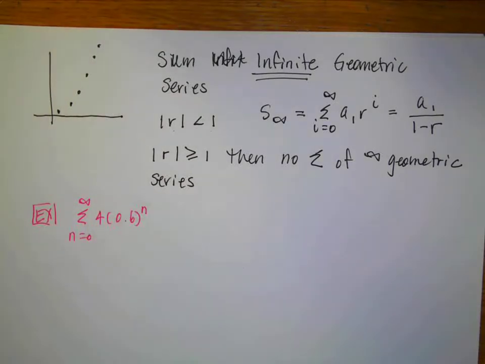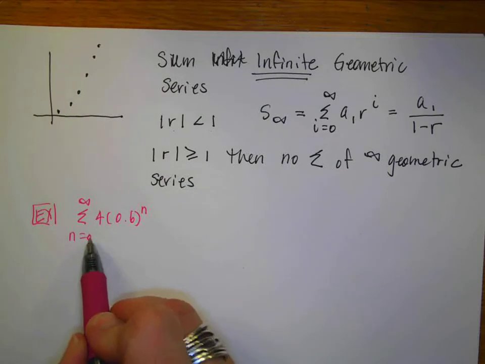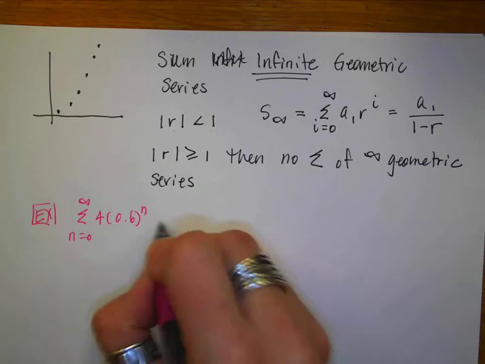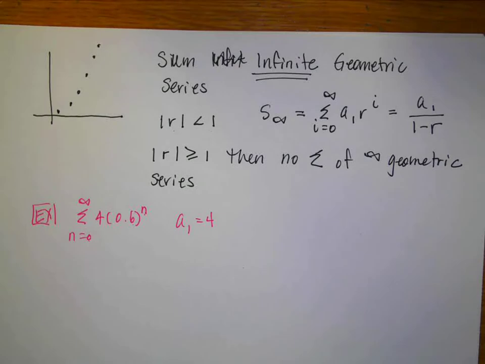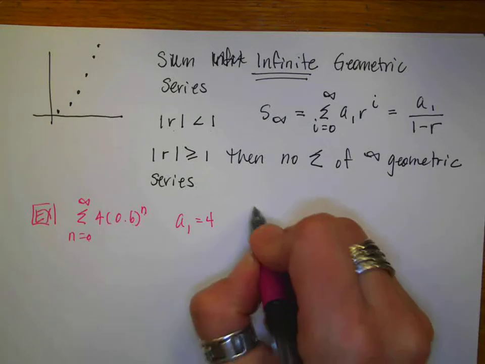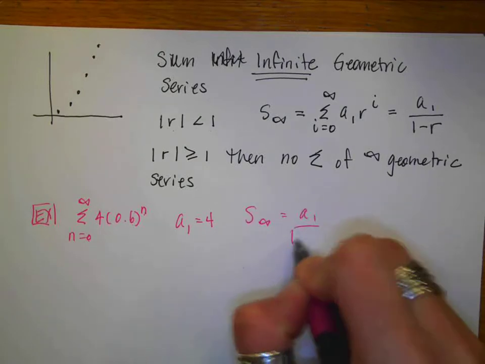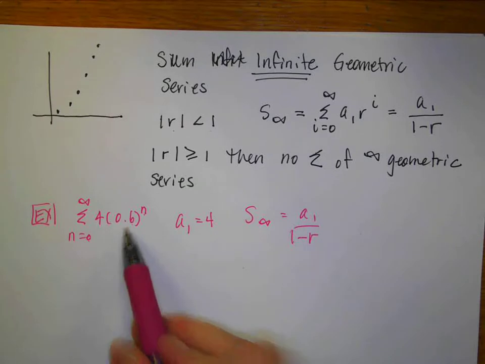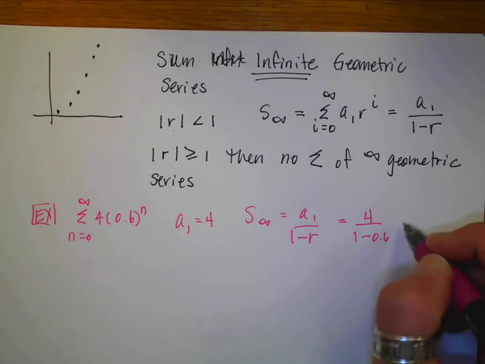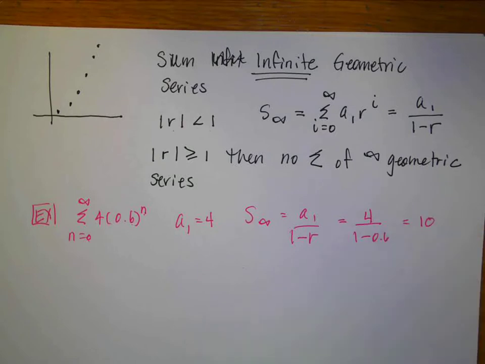So if I do an example, this one says find the sum from n equals 0 to infinity of 4 times 0.6 to the n. Well, again, just to show you the first term: if I'm starting at 0 instead of at 1, if I substitute a 0 in here, then I get 0.6 to the 0, which is 1, so my first term, a sub 1, is 4. We can assume that from the rule, but just in case, we can make sure of it. The formula says that the infinite sum is the first term divided by 1 minus r. Our r is less than 1, so we're good to go.